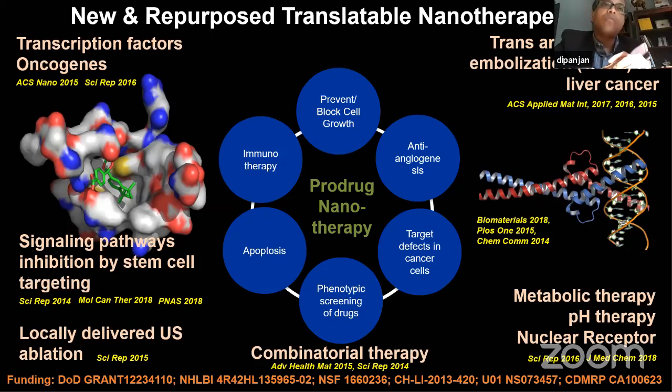So we apply a lot of chemistry approaches here, starting from a very typical lead optimization drug discovery, and go after different drug targets. For example, transcription factors for oncogenes, signaling pathways for stem cell targeting, and combinatorial therapy. That means we combine different kinds of drugs to see whether that has any effect on treating tumors or other diseases.